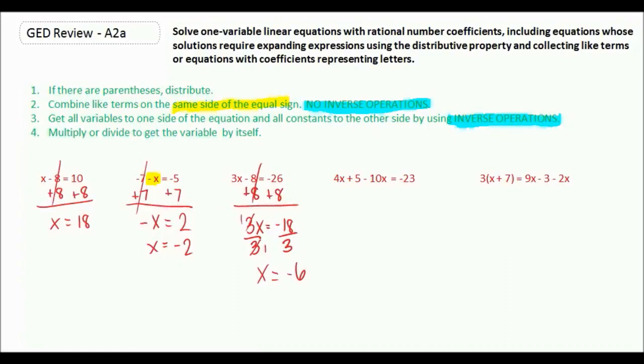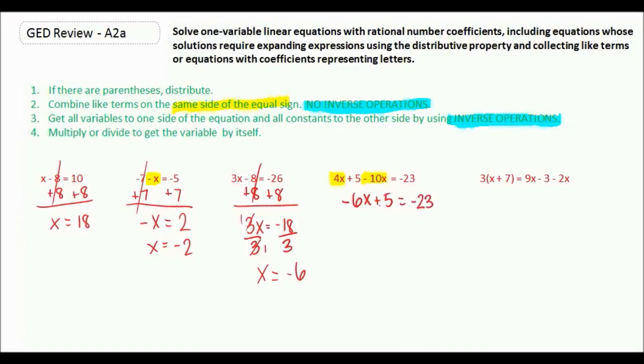Here, if we're looking at the left-hand side, we have a lot going on. So we need to combine our 4x and our negative 10x. And notice, since they're on the same side of the equal sign, we are just doing what the signs tell us to do. There is no inverse operations yet. So 4x minus 10x is negative 6x plus 5, and that equals negative 23.